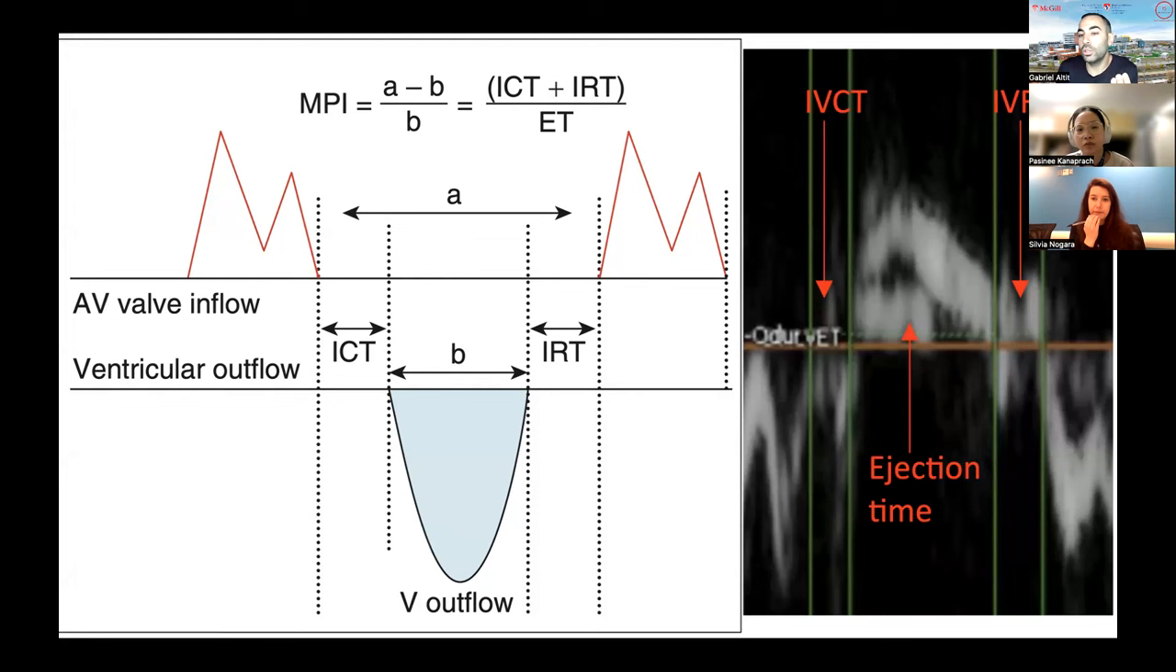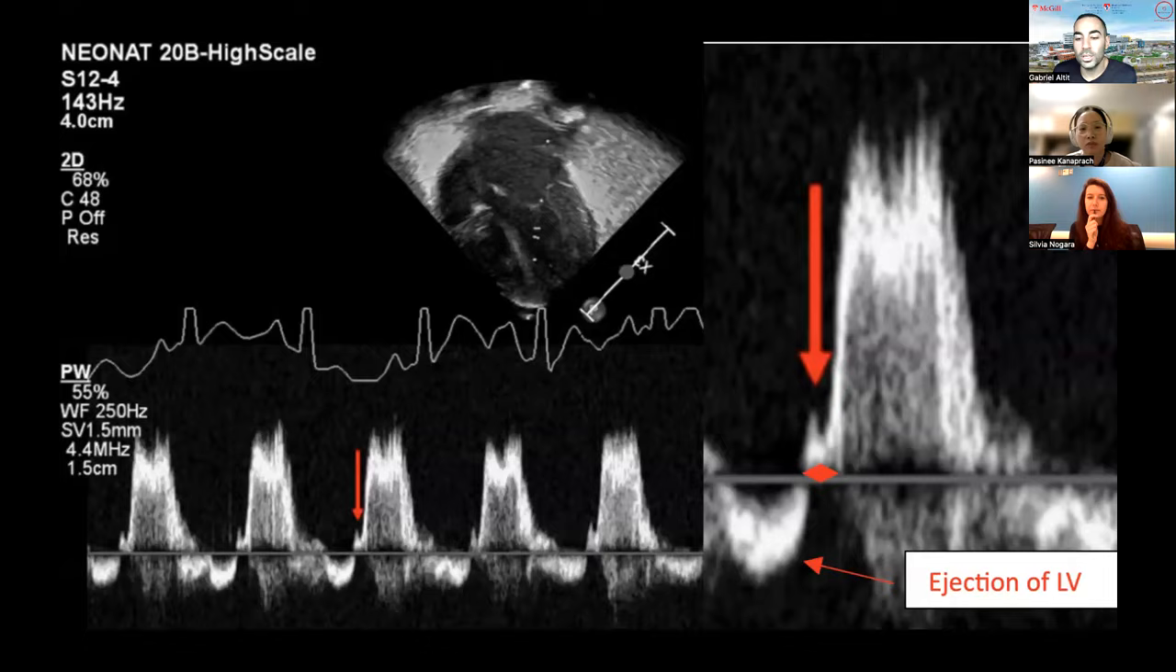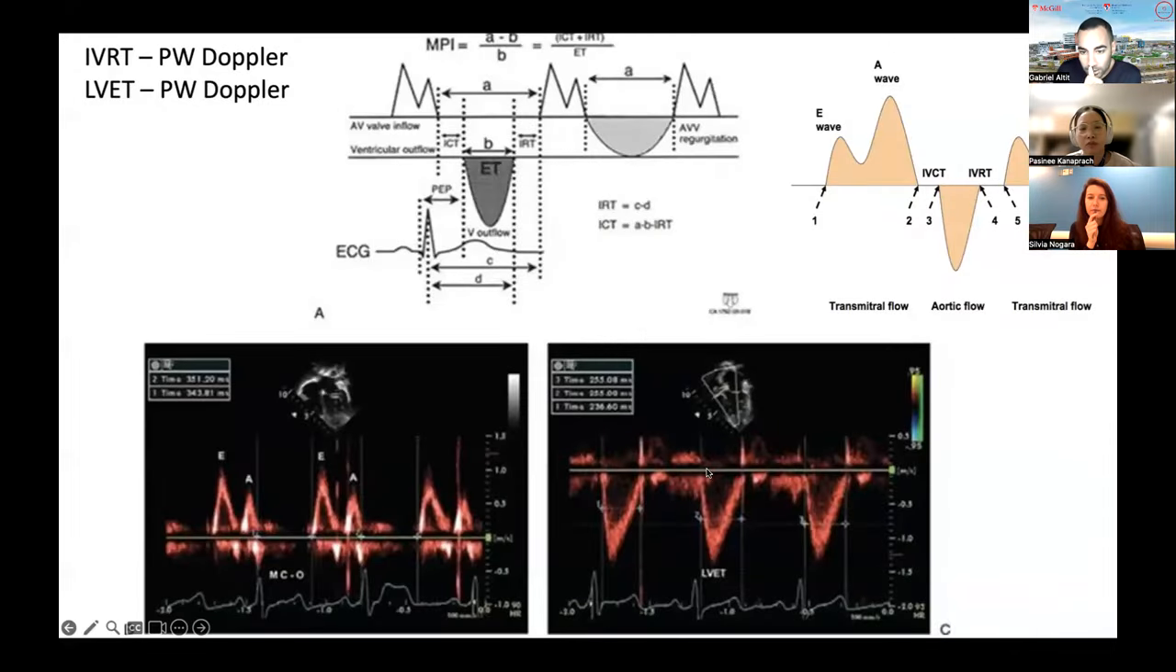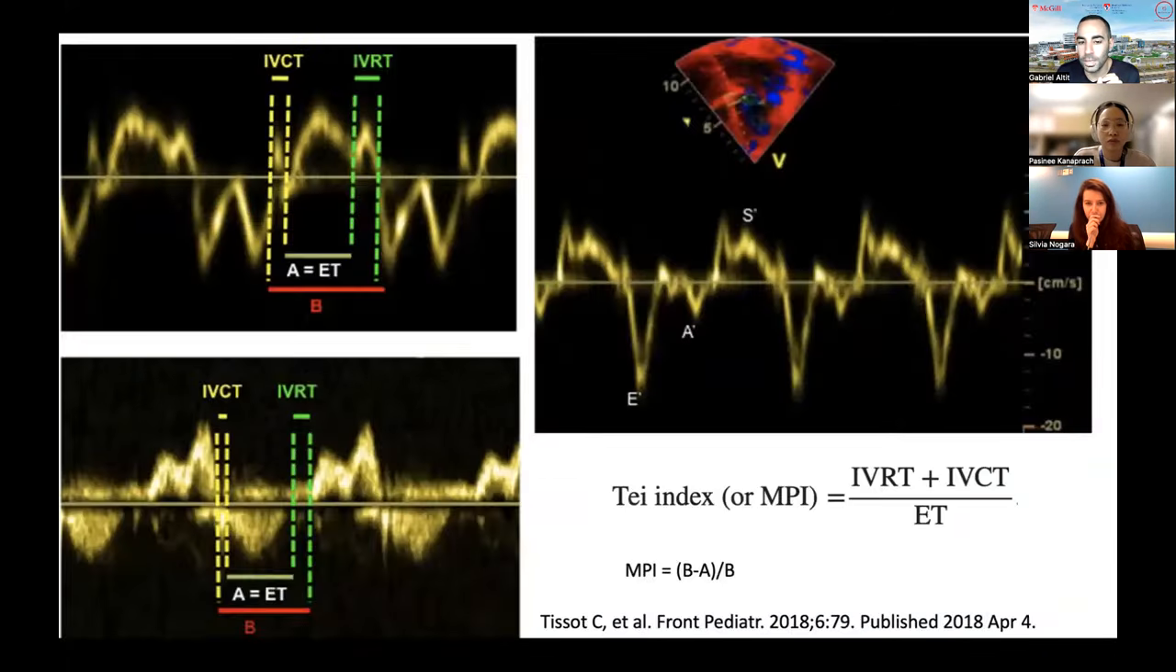And so technically you could be doing the MPI using pulse wave Doppler of the blood flow, because I told you we could get the ejection time, and you can actually derive the IVCT and IVRT based on the Dopplers. But because pulse wave Doppler of blood flow is much less granular in terms of temporal resolution, most people will now calculate the TEI index or the MPI on the TDI, much less on pulse wave.